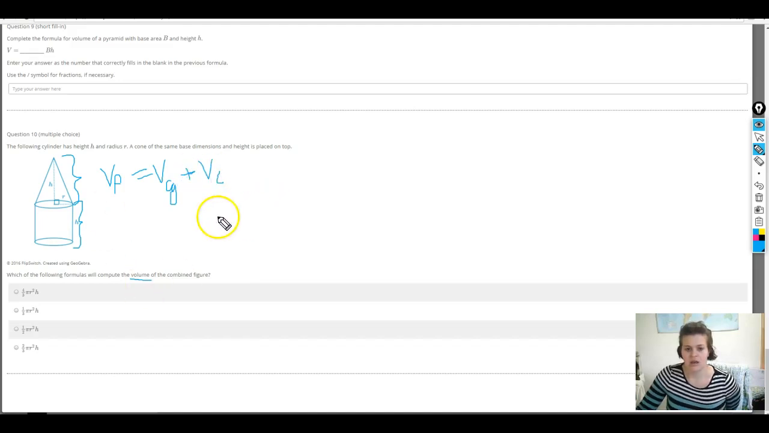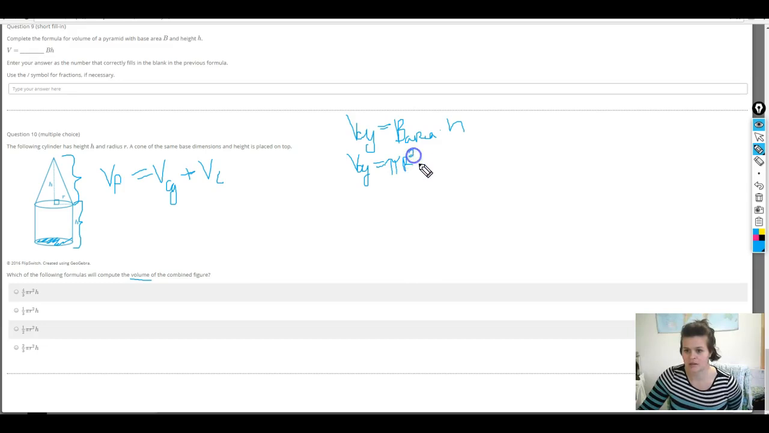cone. And so the volume of the cylinder is equal to our base area times the height. Since our base area is a circle, the volume of the cylinder is equal to the area of a circle, since it's our base area, pi times r squared times our height. So there's the volume of our cylinder.